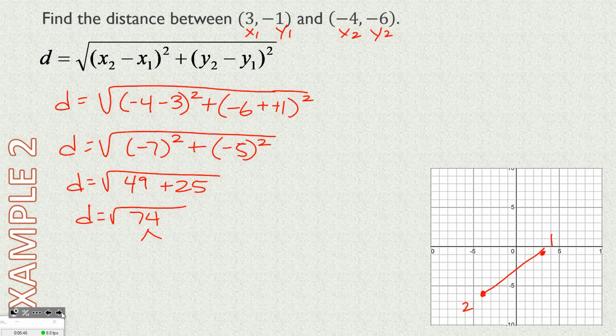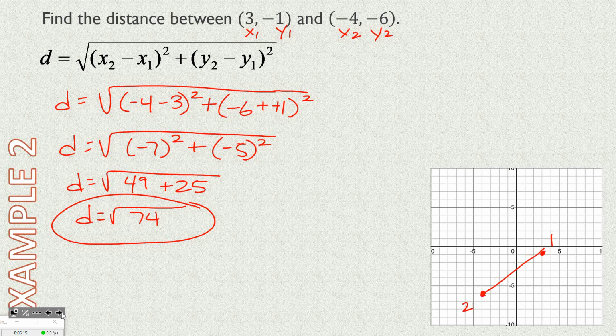What goes into 74? Well, I know it's even. So if I use my calculator and I do 74 divided by 2, I get 37. But then from there, 37, nothing goes into 37. So that means I can't factor this any further, and that means I can't simplify the square root of 74 anymore. So the distance between point 1 and point 2 is the square root of 74.